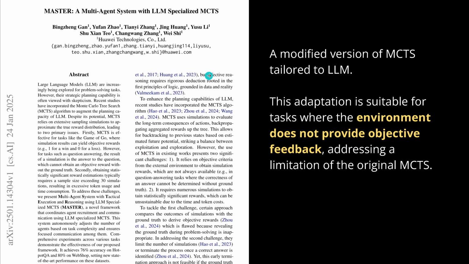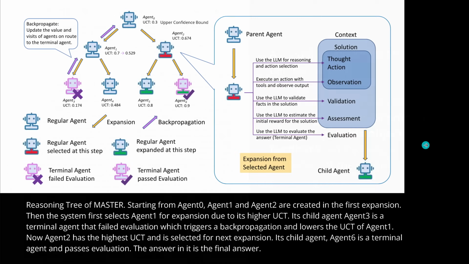This is now a new chapter. And we have the main publication, January 24, 2025, a multi-agent system with LLM specialized Monte Carlo tree search that we do have to modify. Because, as I told you, the environment doesn't provide objective feedback for complex causal reasoning. If we have complex human sentences, we can't decide it's a 1 or it's a 0. So we have to address this limitation in the Monte Carlo tree search.